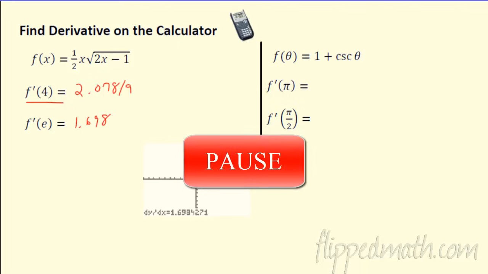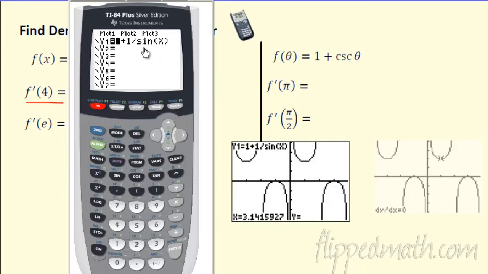Try the trig function over there. Okay, so here we go. Couple things. Cosecant, remember, is 1 over sine. So again, this is some summer packet stuff there. I hope that you put that in correctly. Make sure you zoom trig. You should get a picture like this. So I kind of messed with you a little bit here, didn't I?